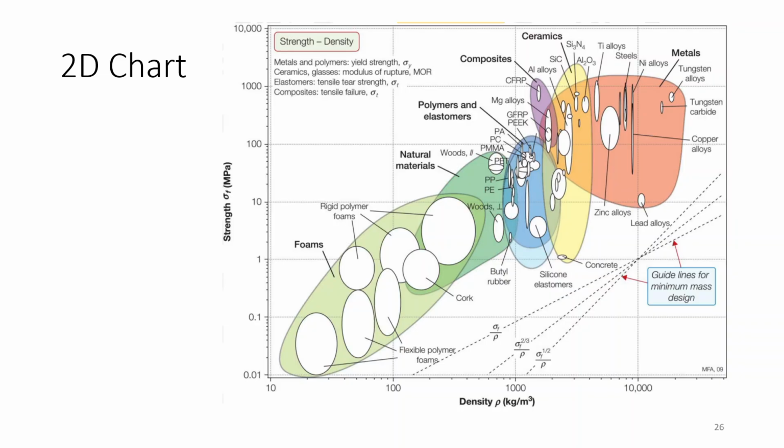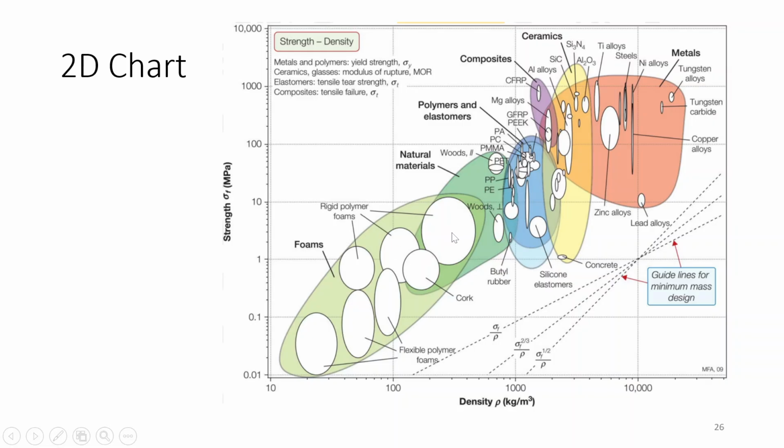Next is the 2D chart. These are the HV charts, 2D charts, in which the axes are two independent properties. Strength and density don't depend on each other, but if you form this type of chart, you get these bubbles for types of materials. These are the metals, which have high density and high strength, and these are the foams, which have low strength as well as low density.